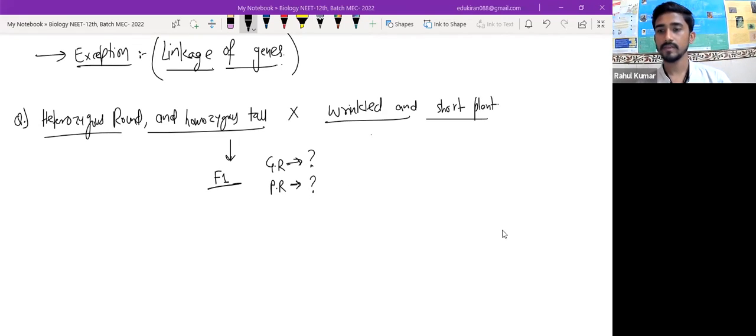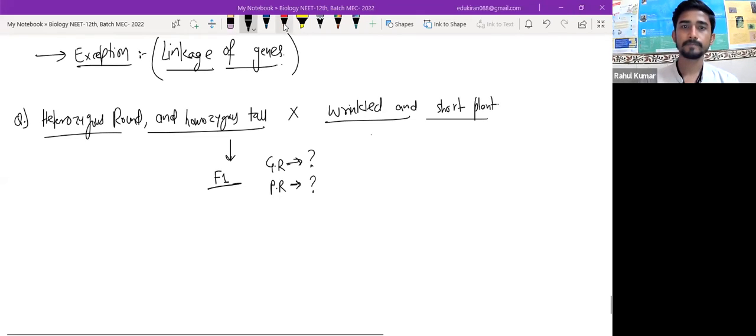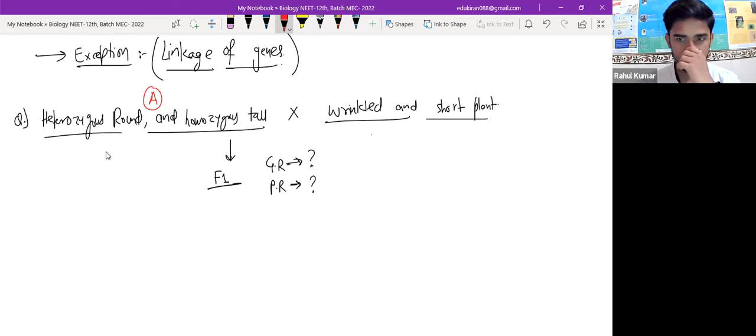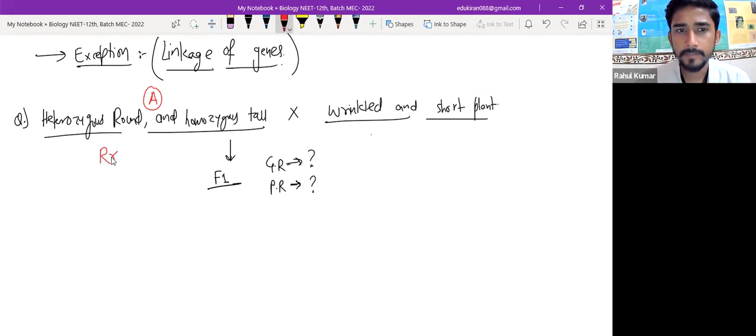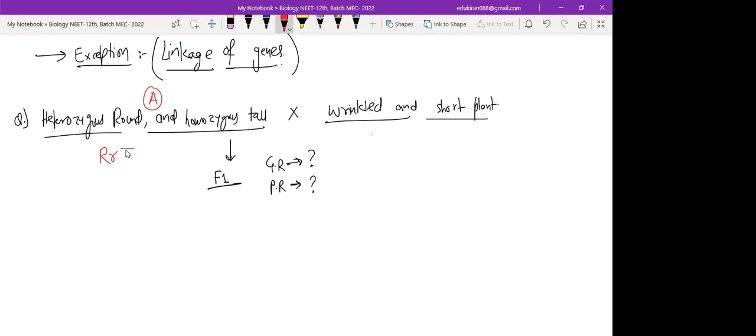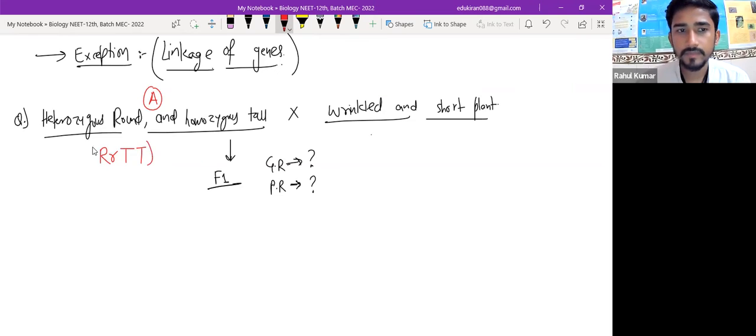Okay. Anyone who has done? Rifat, will you please help me? I'll follow your lead. Tell me the genotype for the parents. What will be for this parent A? The genotype will be capital R, small r, and capital T, capital T. Correct.